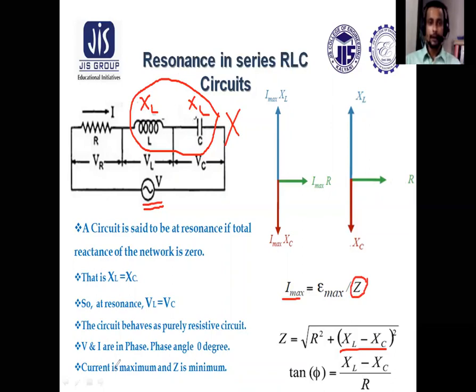Okay. So a circuit is said to be at resonance if inductive reactance is equal to capacitive reactance. When inductive reactance and capacitive reactance are equal, see, this is equal to VL, voltage across inductor. This is equal to VC, voltage across capacitor. Okay. Now, if XL and XC are equal, then VL and VC will be equal. So at resonance, VL and VC will be equal.